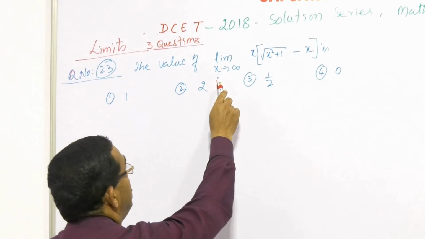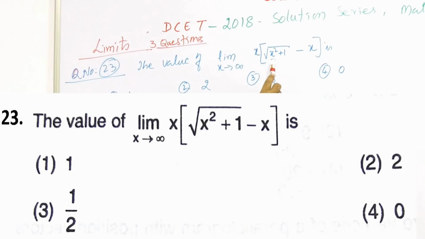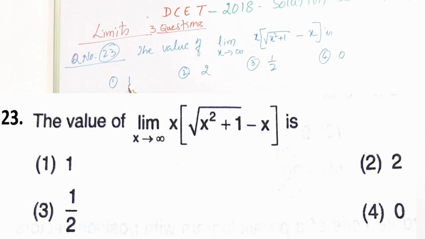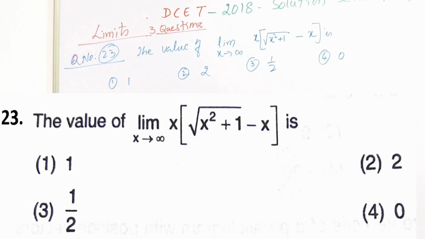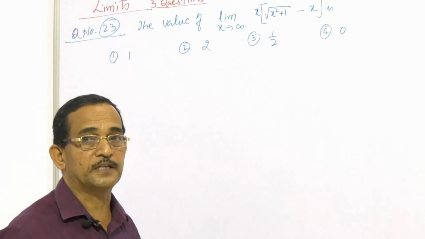The value of limit x tends to infinity of x into root of x squared plus 1 minus x is what? He has given the answers: 1 is 1, 2 is 2, 3 is 1 by 2, 4 is 0. We have to find which is the right answer according to this question.